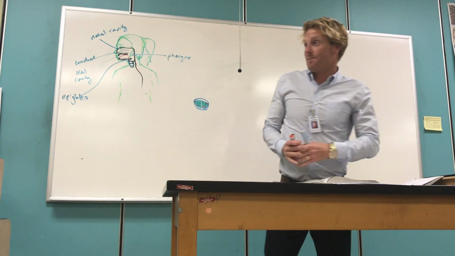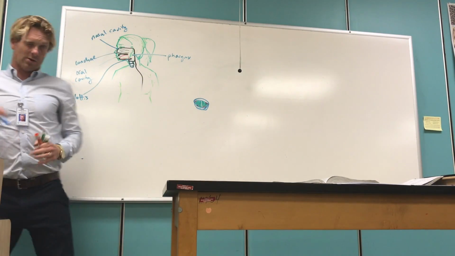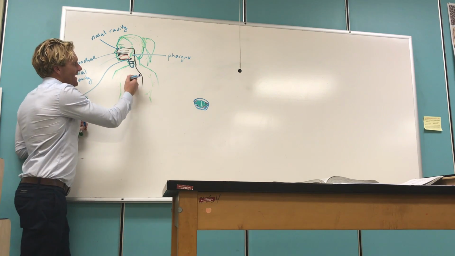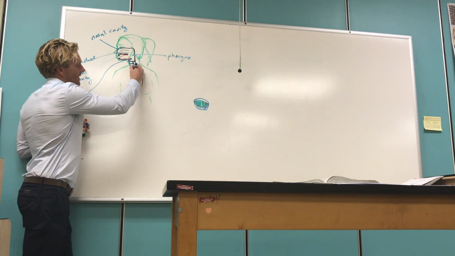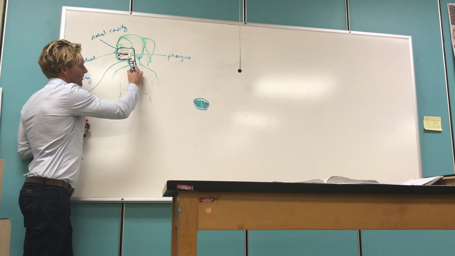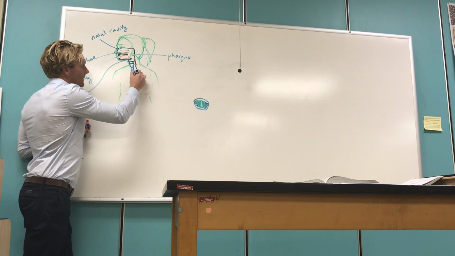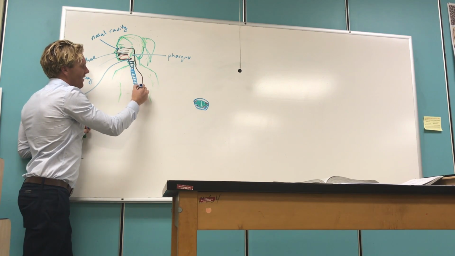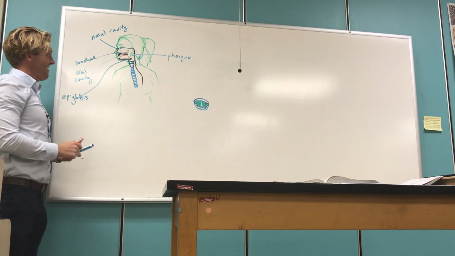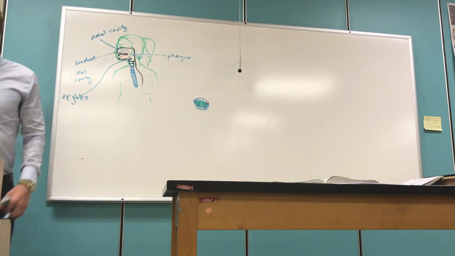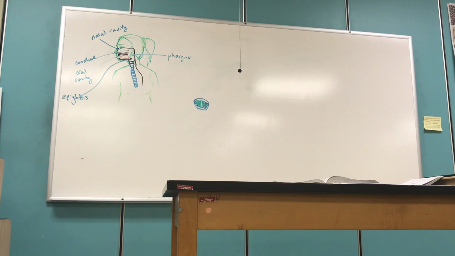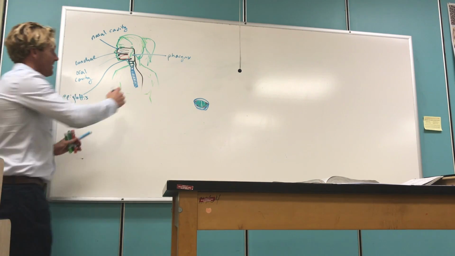Now the next part of the respiratory system is this cartilaginous tube that dives deep into our thoracic cavity. It is reinforced with rings of cartilage. This is called our trachea. I should use a different label color now. So this is our trachea.